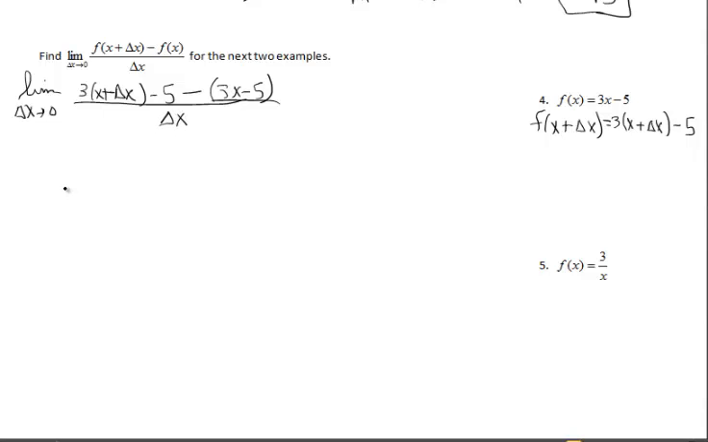Let's pause here, catch your breath, look at what's going on. Notice that if I were to try and plug in 0 for delta x, being a change in x is what that means, if I plugged in 0 for delta x, not x, that would go to 0. I'd have 3x minus 5 minus another 3x minus 5. Again, a 0 in the numerator and a 0 in the bottom. So we'd have indeterminate. So what do we do? The necessary algebra.